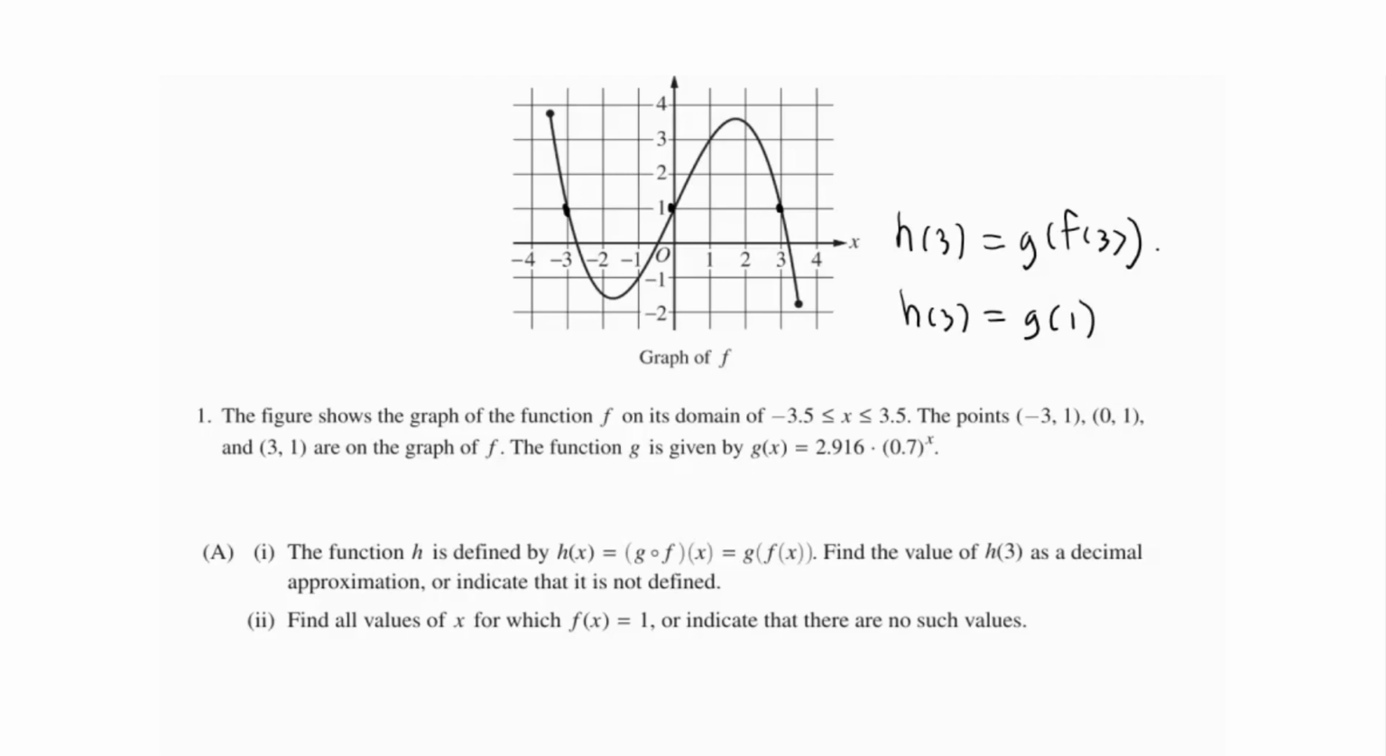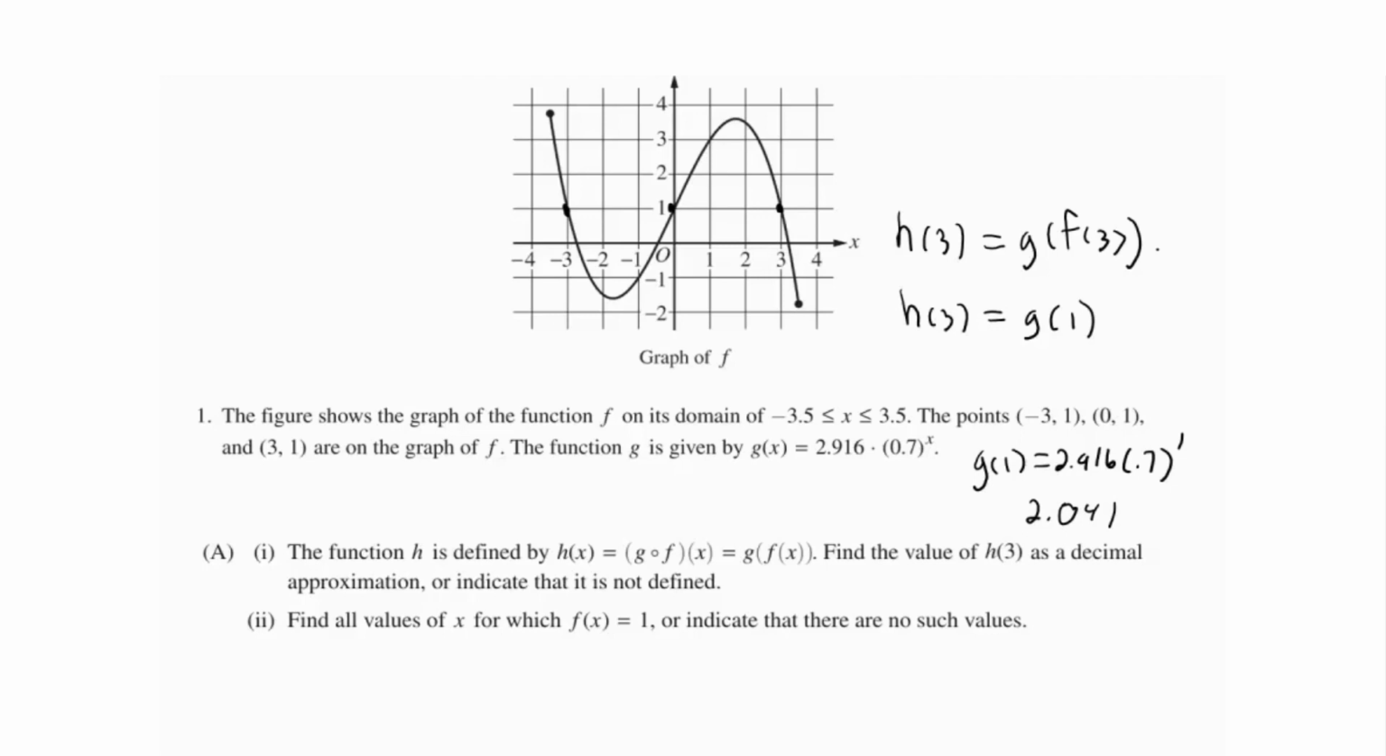So what I'm going to do is plug in 1 for g's function, and I would get 2.916 times 0.7 raised to the first power. And again, we have a graphing calculator for this, and it would come out to be 2.041 rounded to 3 decimal places.